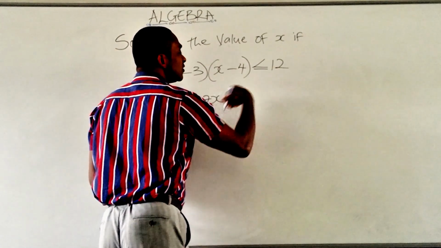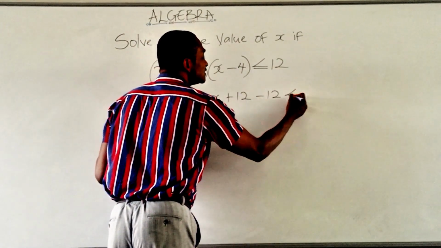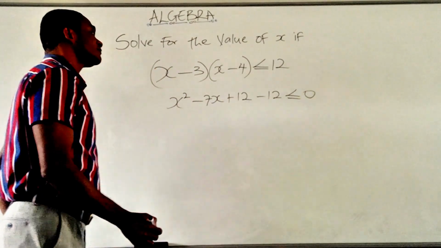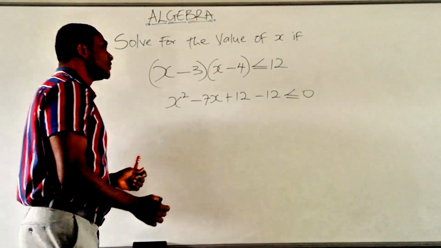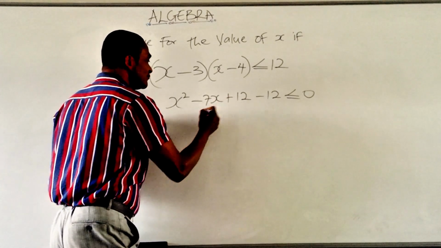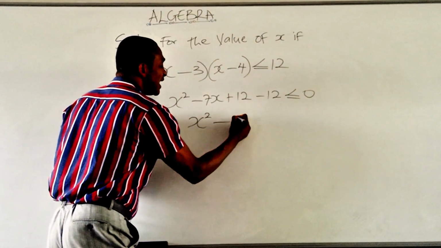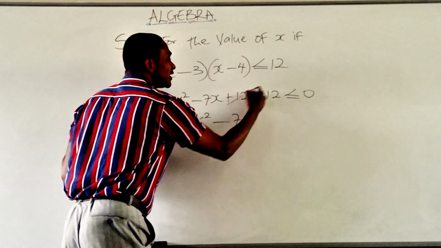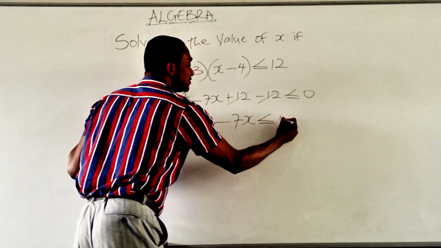We bring this over: minus 12 is less than or equals to 0. Then what next? Let's simplify. We have x squared minus 7x, plus 12 minus 12, we cancel out the 12. We have it less than or equals to 0.